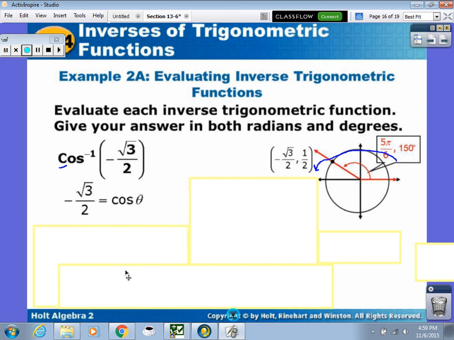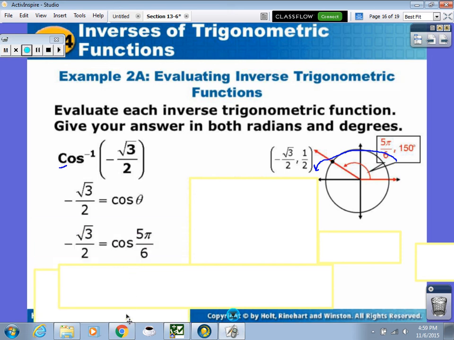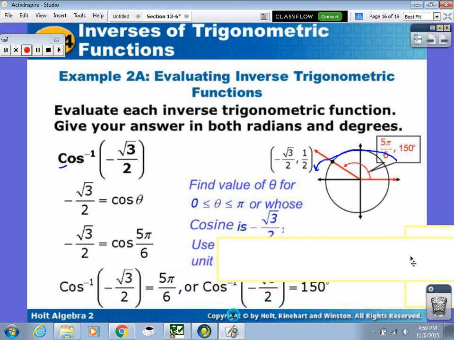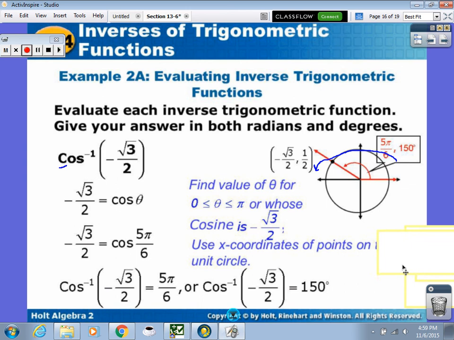We set it up algebraically to find where cosine theta is equal to negative root 3 over 2. And we find that happens at 5 pi over 6 algebraically. We look at our values in the restricted domain and the x-coordinates of the points on the unit circle. So we've looked at this specifically on the unit circle. Now in a numerical sense, this is what it looks like.